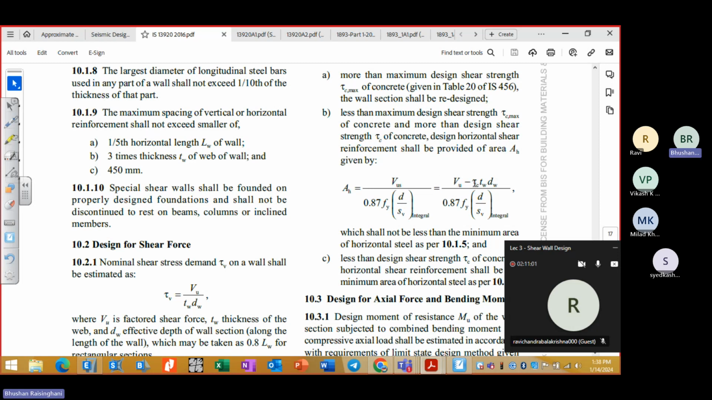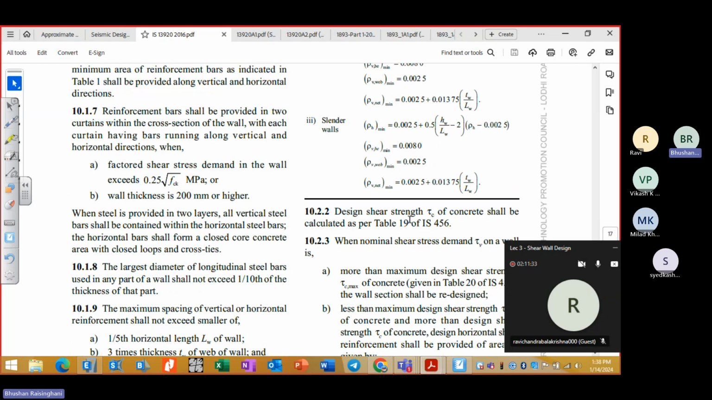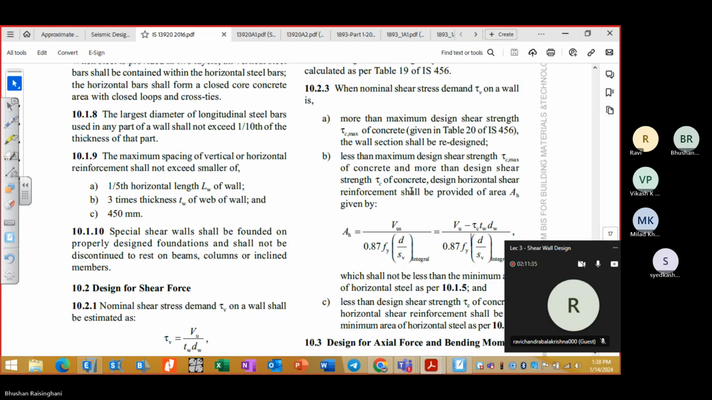So from ultimate shear minus the tau c into thickness of the wall, depth of the wall. So tau c is defined as per the grade of concrete in the code. From that you can get VUS, for which the reinforcement has to be provided. So VUS upon 0.85 Fy D upon SV is the spacing of the vertical stirrups that you get from 10.1.9, and from that you have to provide the horizontal steel. The minimum area is given in this particular table.